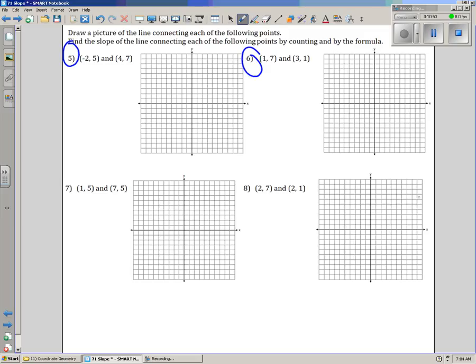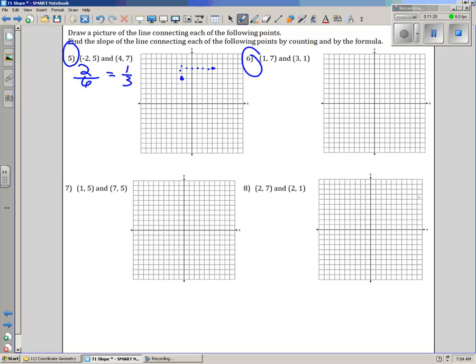Okay. -2, 5, and 4, 7. So -2, 1, 2, 3, 4, 5 is right here. And 4, 7, 1, 2, 3, 4, 1, 2, 3, 4, 5, 6, 7 is here. Okay. I want to do it by counting first. So I'm going up 2. And I'm going to the right 1, 2, 3, 4, 5, 6. 2 divided by 6 can be reduced to 1 over 3.